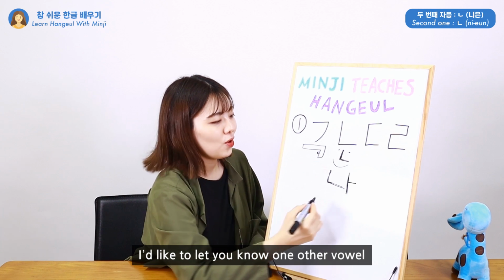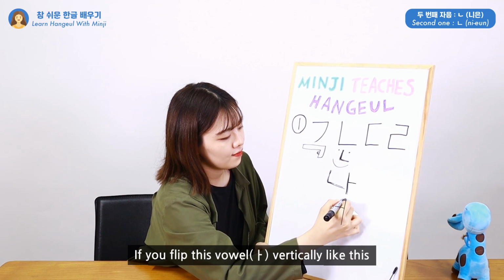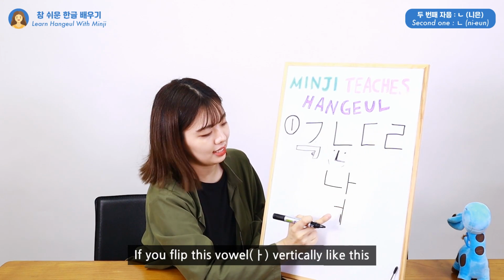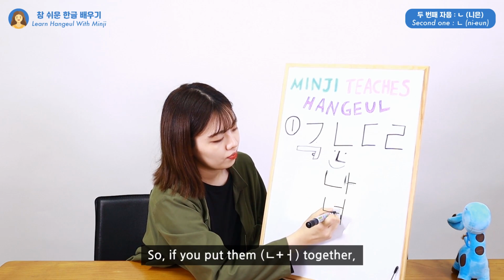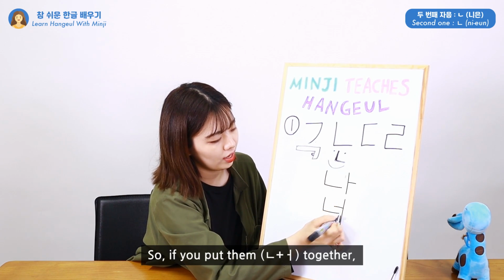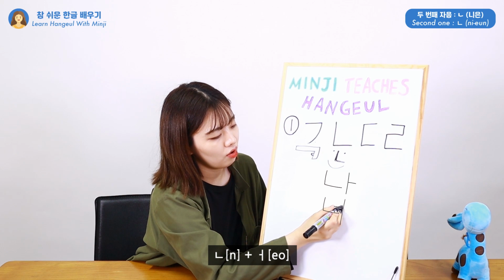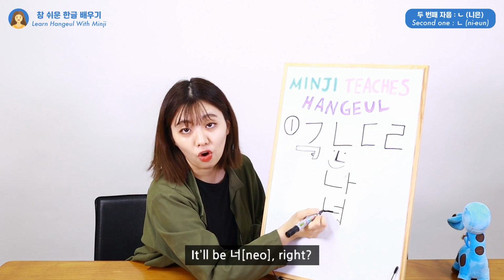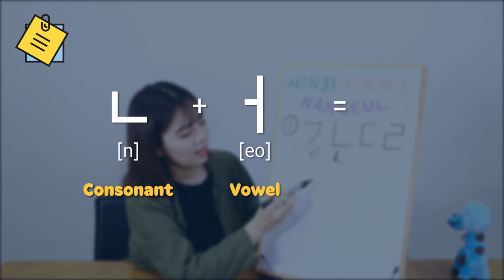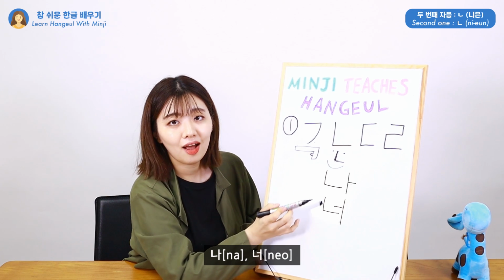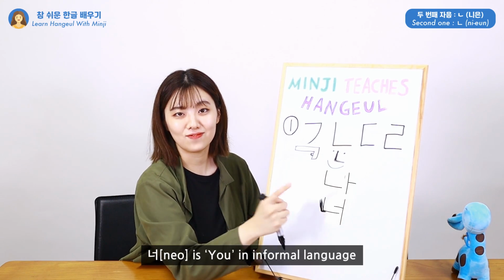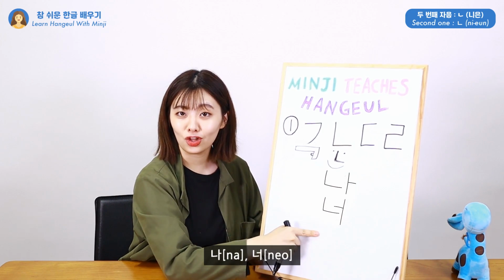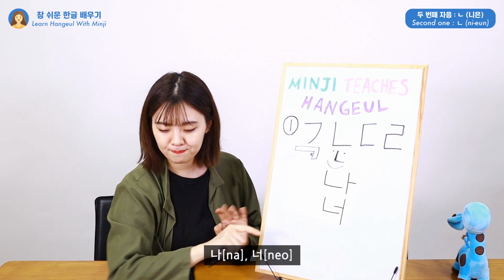And I would like to let you know one other vowel. If you flip this vowel like this, it becomes o. So if you put them together, ni-eun plus o, it becomes no, right? No. Na, no. No is you in informal language. Na, no, right? No.